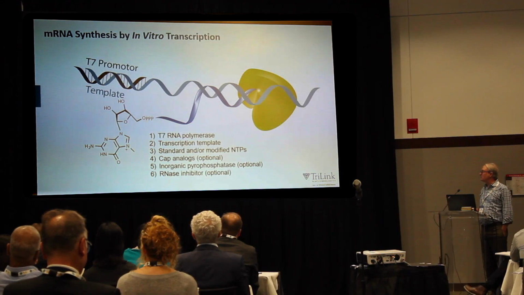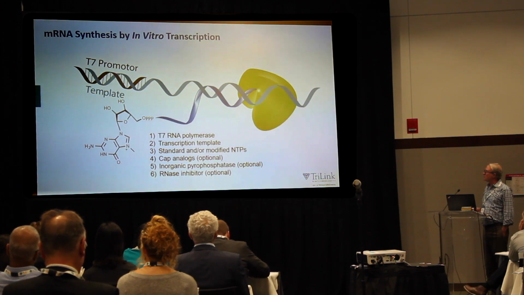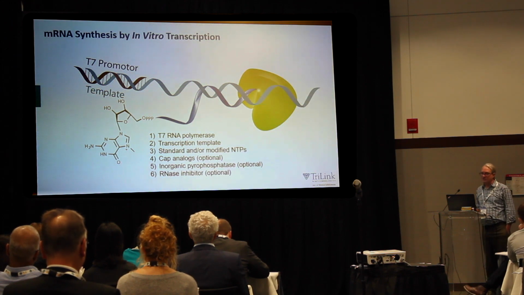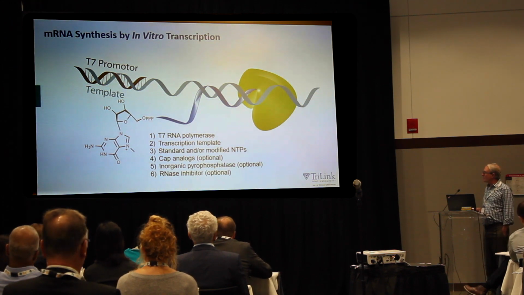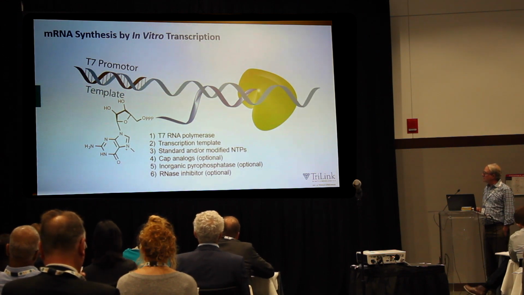So this is how, in general, we synthesize messenger RNAs. We use a bacteriophage polymerase called T7 RNA polymerase. And that T7 polymerase reads a transcription template, and that transcription template dictates the sequence of the mRNA that's going to be reproduced. In that reaction, you can have standard or modified NTPs, and optionally, you can have some cap analogs to do co-transcriptional capping, and I'll talk about that in a later section. A couple of optional pieces are inorganic pyrophosphatase and RNase inhibitor.